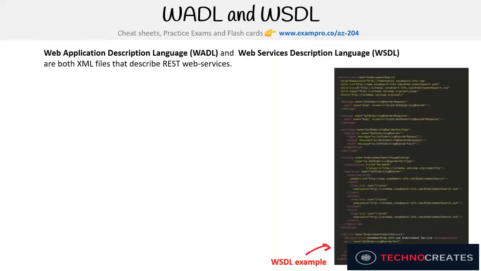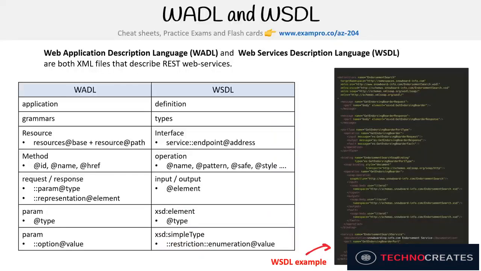And here's an example of WSDL. Very, very, very heavy because it's all XML. Most people like JSON and YAML. That's why OpenAPI is so popular. But just taking a look here at WADL and WSDL, the idea is that you will have some things that are similar. So with WADL, you define an application. For WSDL, the equivalent is definition. Here we have grammars, here we have types, here we have resource, here we have interface, method, operation, request, response, input, output, param, element, param, simple type.